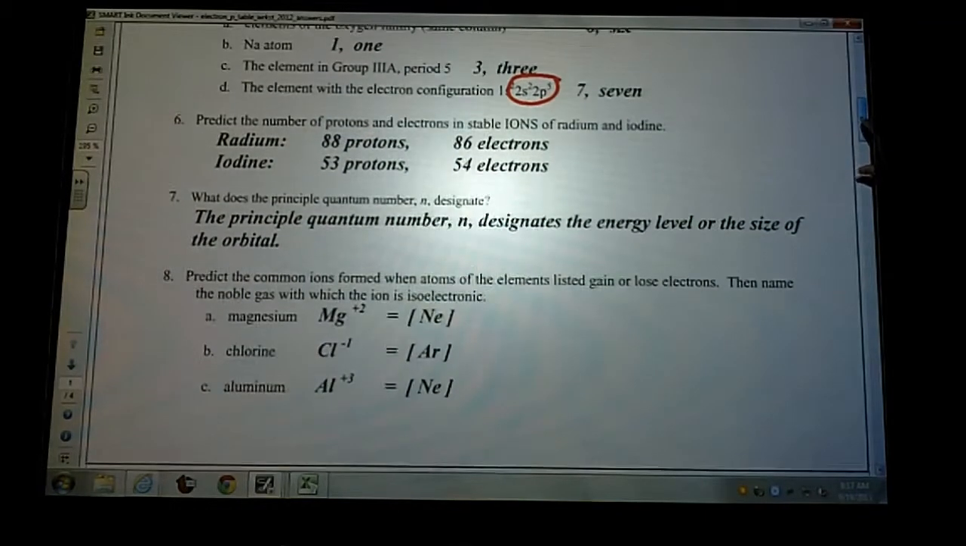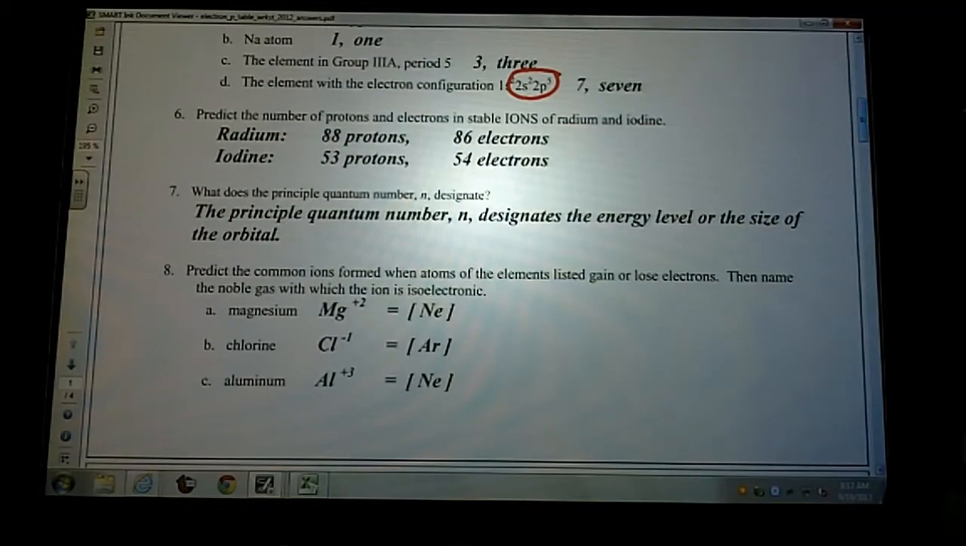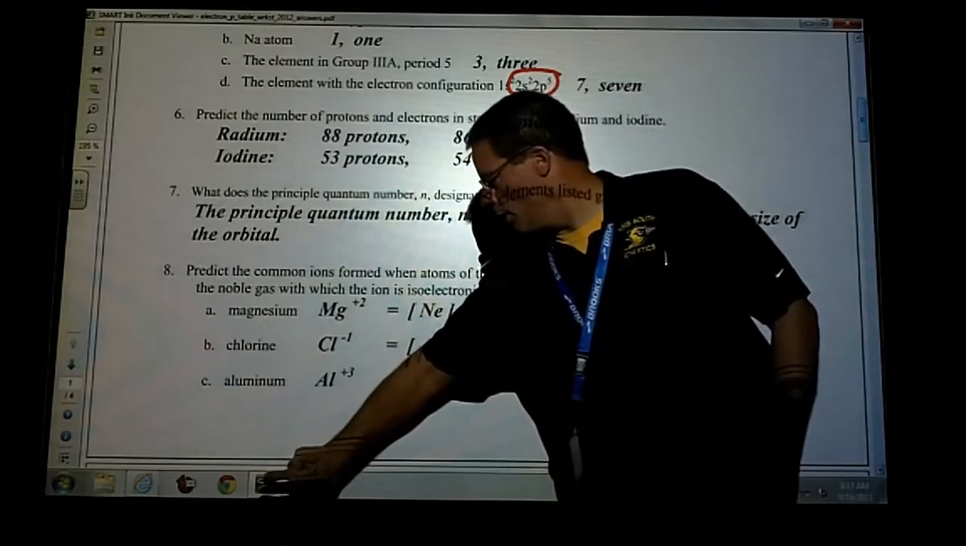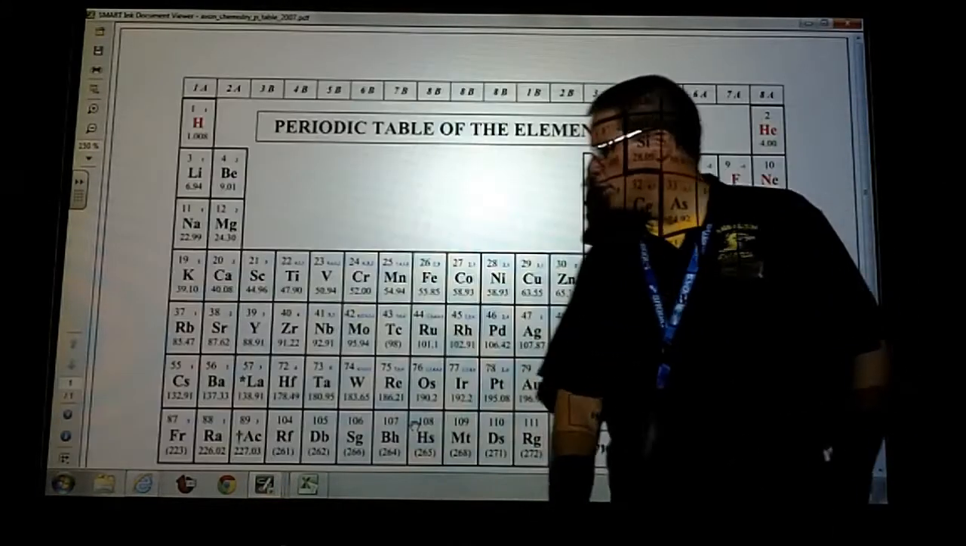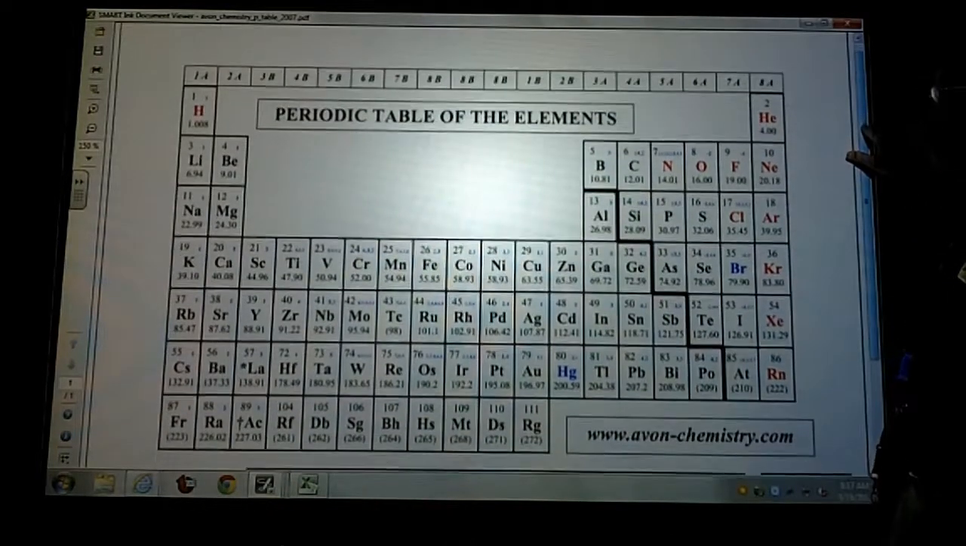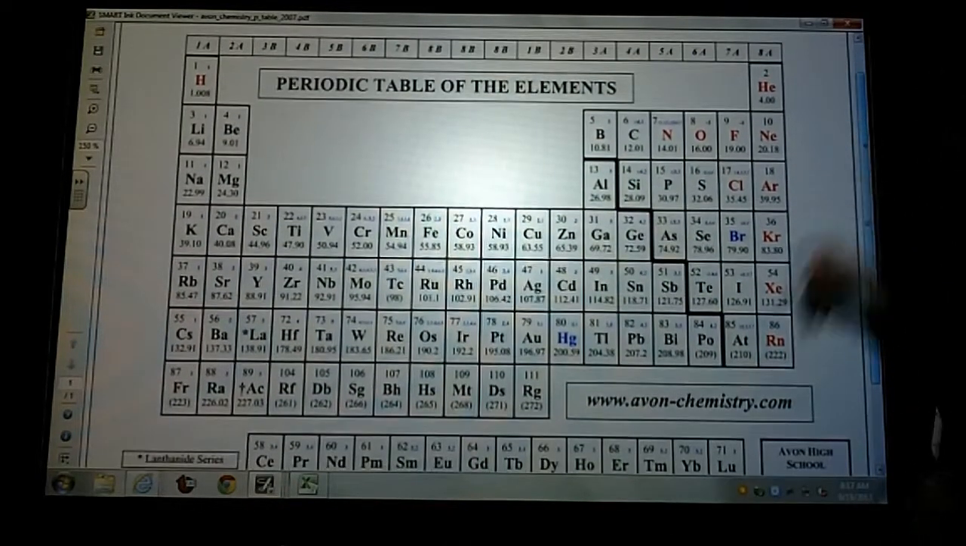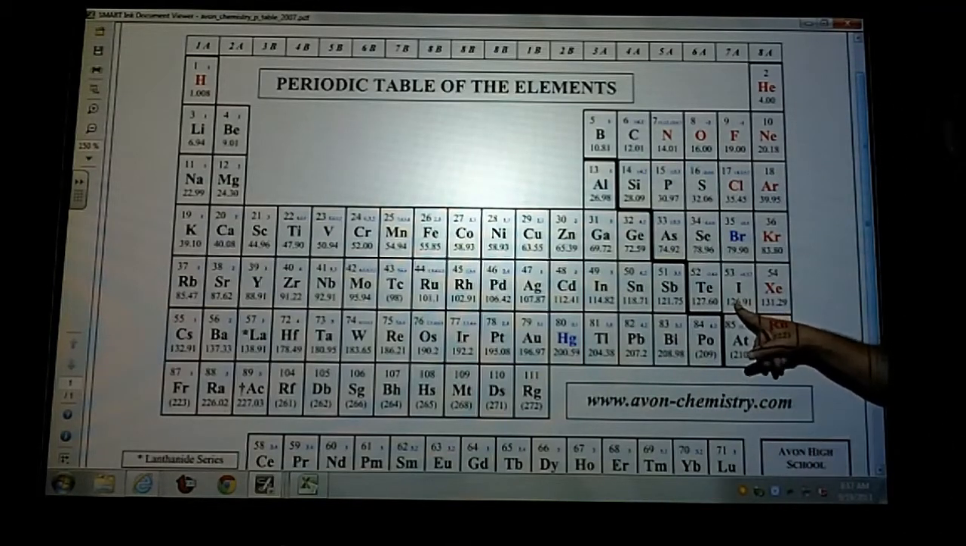Alright, looking at number 6, predict the number of protons and electrons in stable ions for iodine and radium. Now, I don't think radium's one of your 52, is it? Okay, sorry about that. That gives you a chance to go online and find out what these elements are. So iodine's right here. Let's start with the easy one.